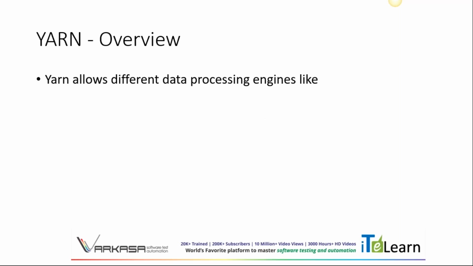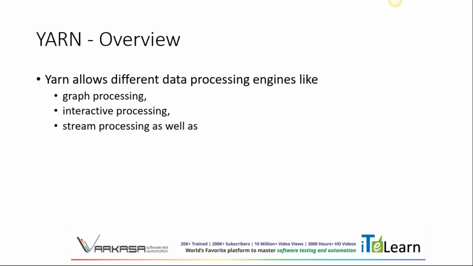What can we do with YARN? YARN allows different data processing engines like graph processing and interactive processing. That means when a program is run, you supply the values to the program. And then stream processing, which means data is continuously entering into the system. We call them streaming data, and you have to process such data. For example, take Facebook: continuously data is entering the Facebook system in the form of pictures, videos, video clippings, messages, etc.